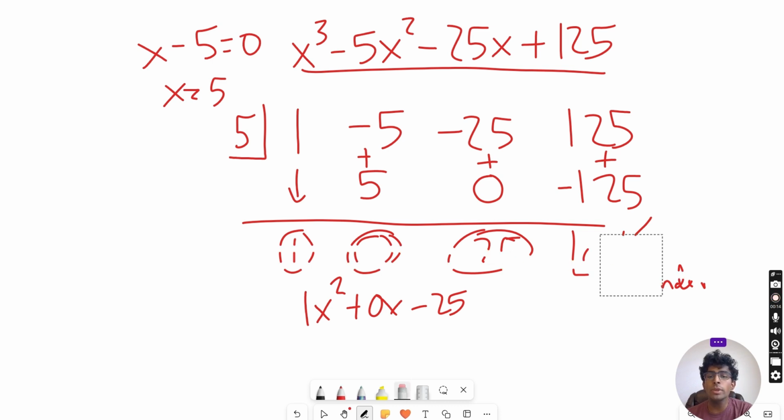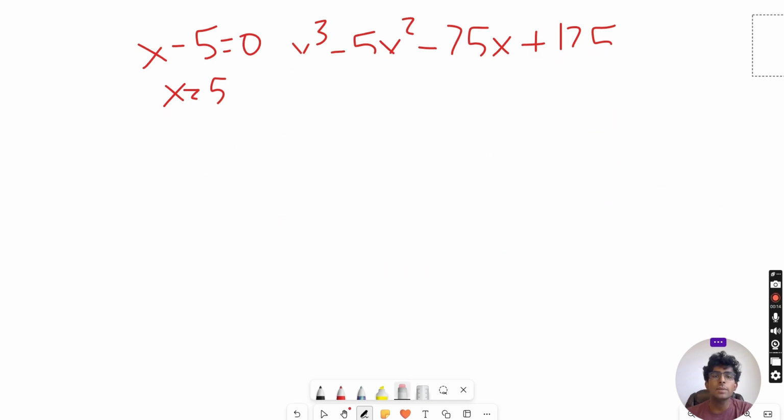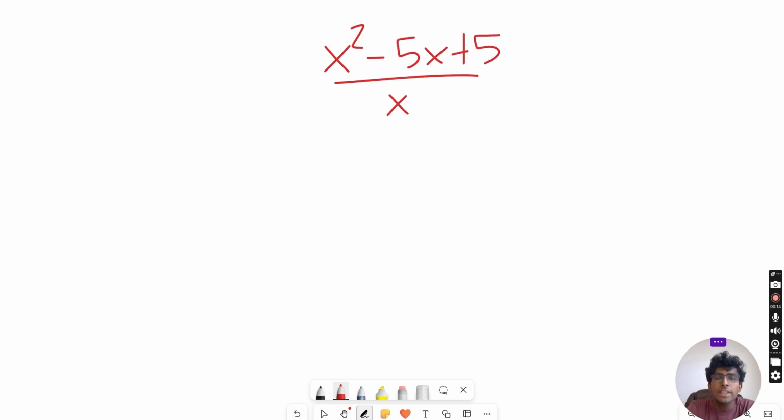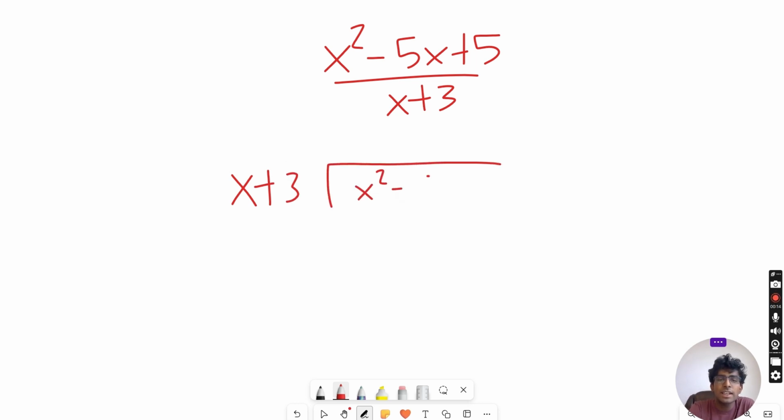Polynomial long division is something you do if you can't really do synthetic division. So, for example, if you have x squared minus 5x plus 5 over x plus 3. Okay, you could do synthetic division here, but we're going to do it using long division because it follows the same process, basically. I feel like synthetic division is a little easier, but I want to illustrate to you guys how to do polynomial long division.